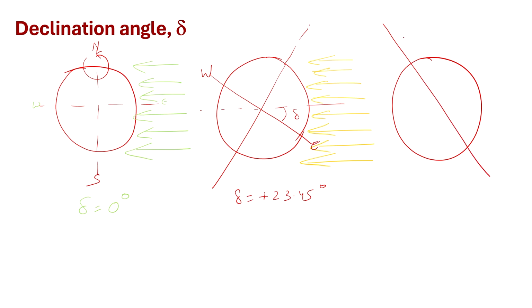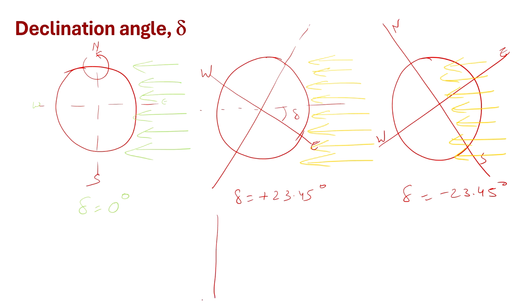and if it becomes like this, this is north, this is south, east, west, and if your sun rays are coming from this side, then delta is equal to minus 23.45 degrees. Basically, you can say your delta will change, if you plot, for example, this is December 21 and this is again December 21, then it will go through change like this.